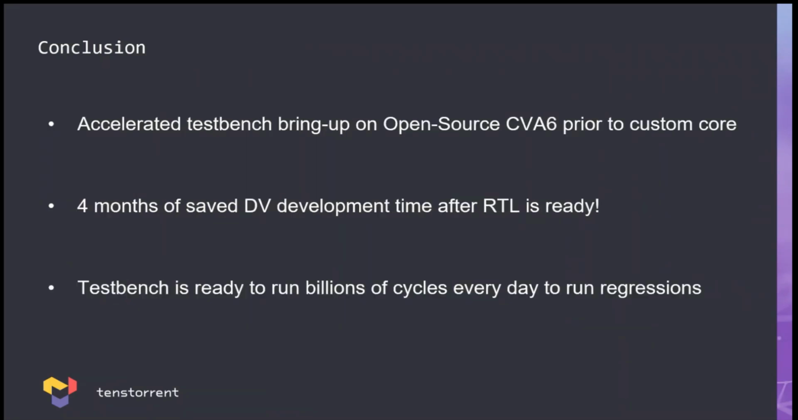We booted Linux on CVA6 about 4 months before we did it on our custom core. So that's 4 months of saved DV development time. And that's all I had.